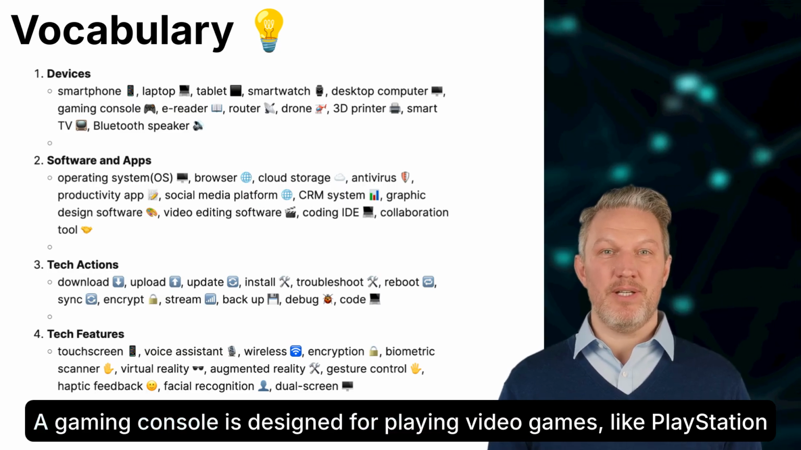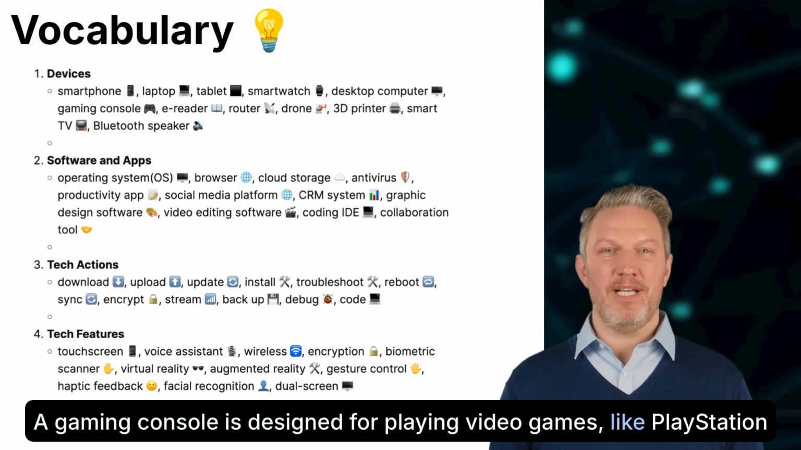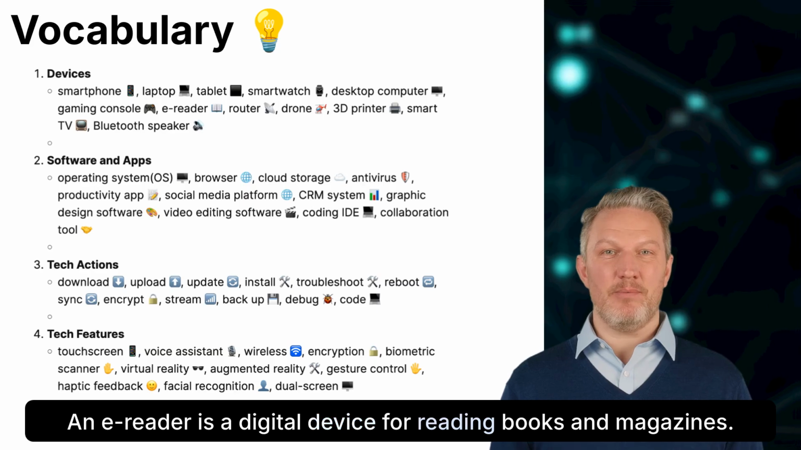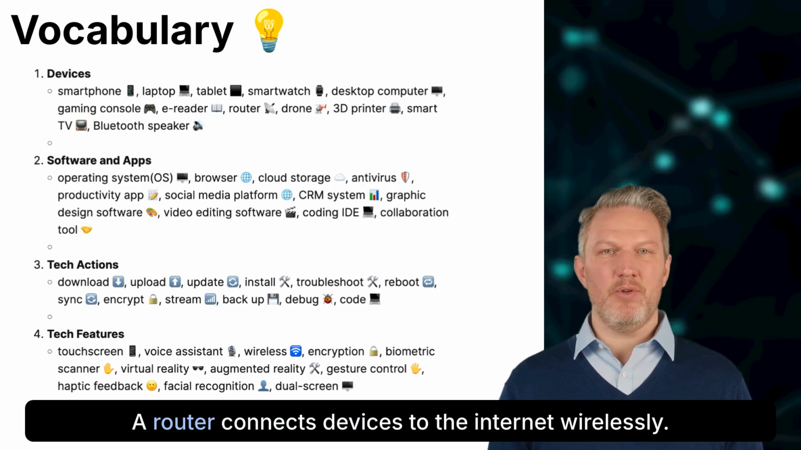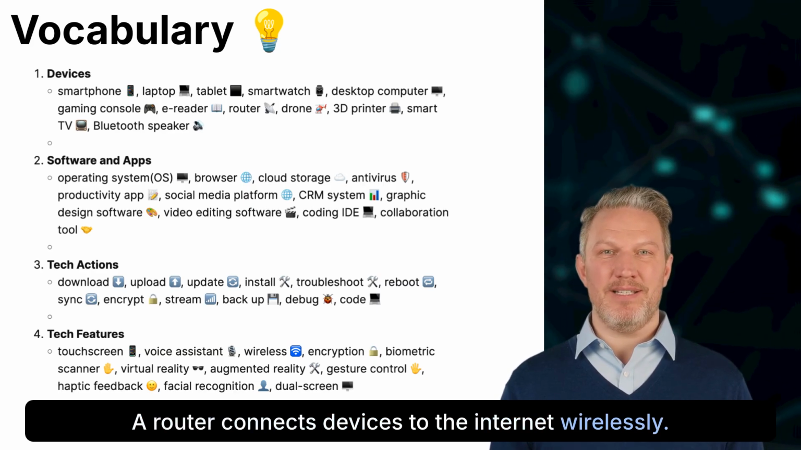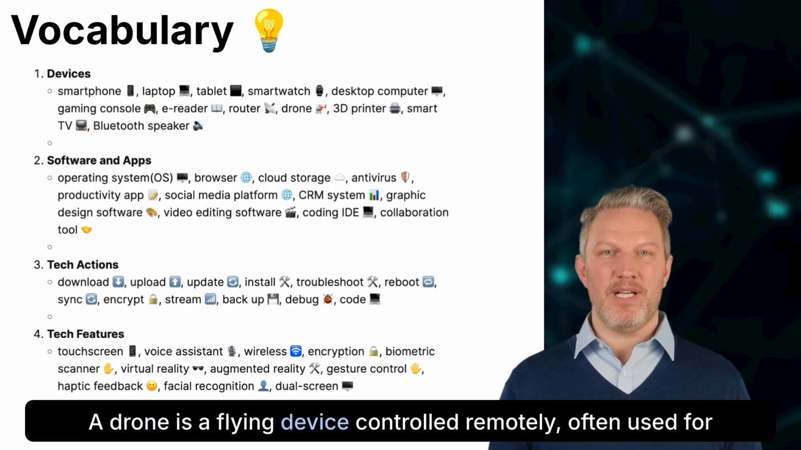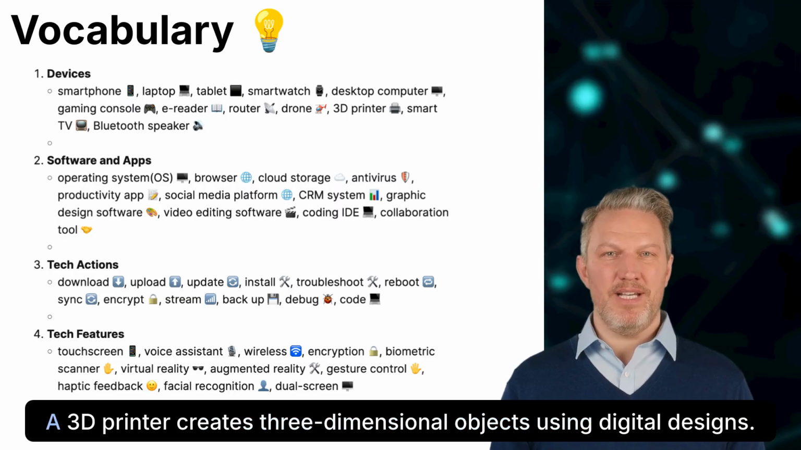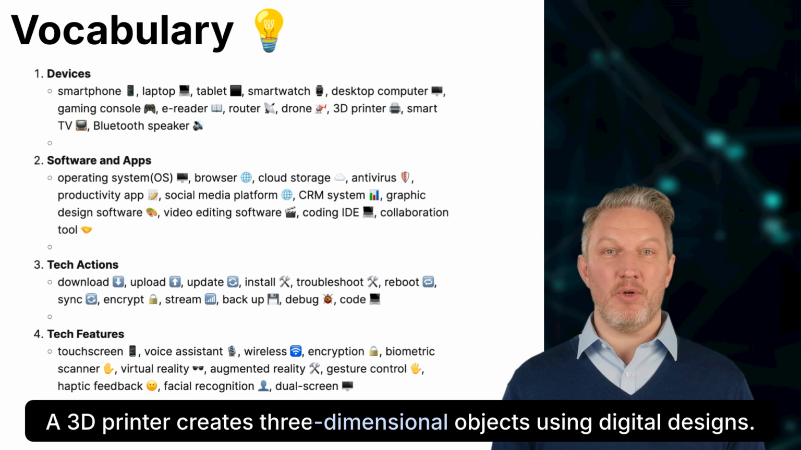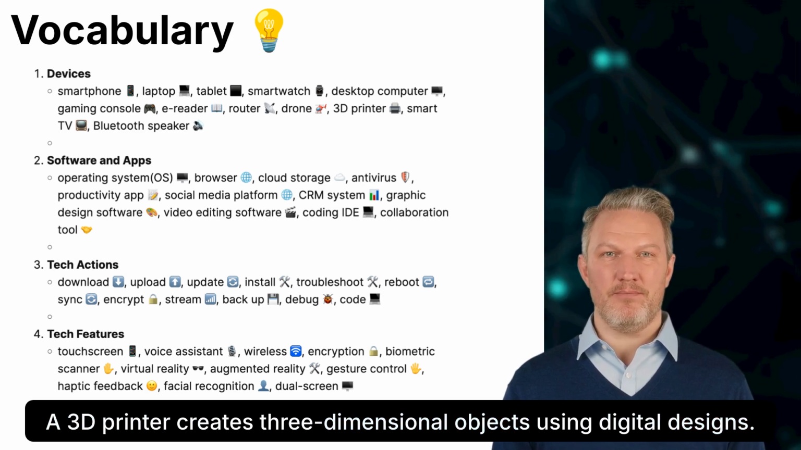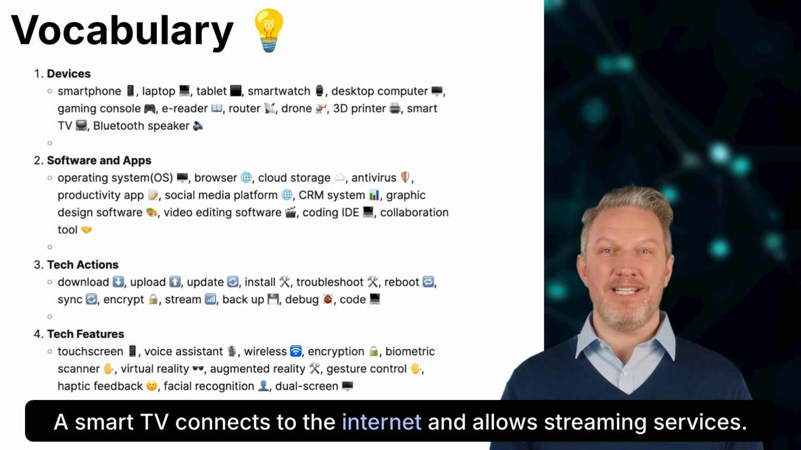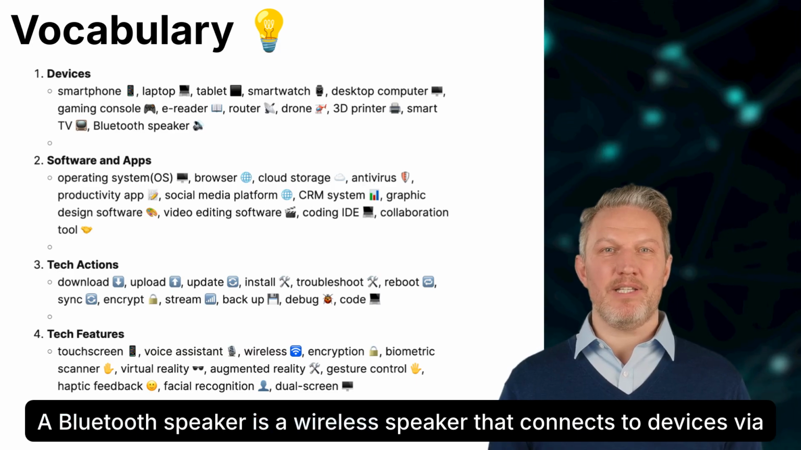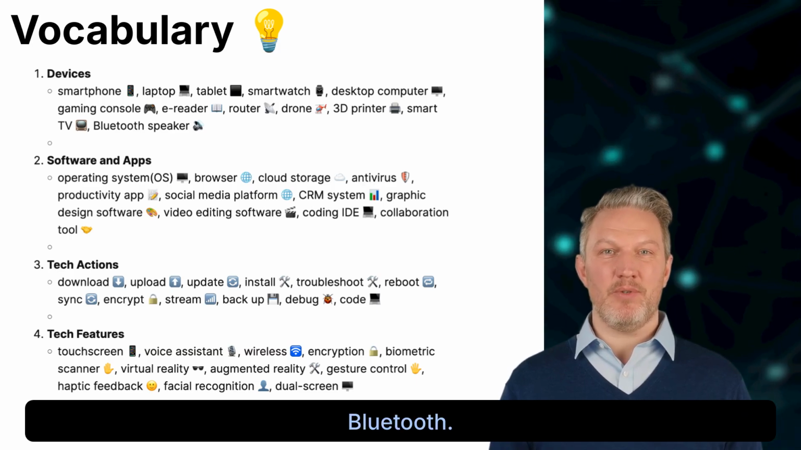A gaming console is designed for playing video games, like PlayStation or Xbox. An e-reader is a digital device for reading books and magazines. A router connects devices to the internet wirelessly. A drone is a flying device controlled remotely, often used for photography and surveillance. A 3D printer creates three-dimensional objects using digital designs. A smart TV connects to the internet and allows streaming services. A Bluetooth speaker is a wireless speaker that connects to devices via Bluetooth.